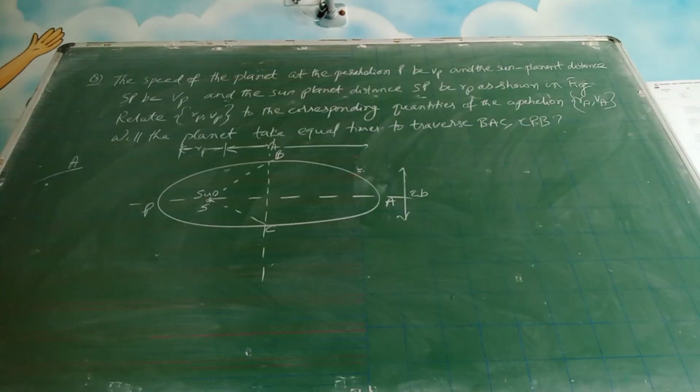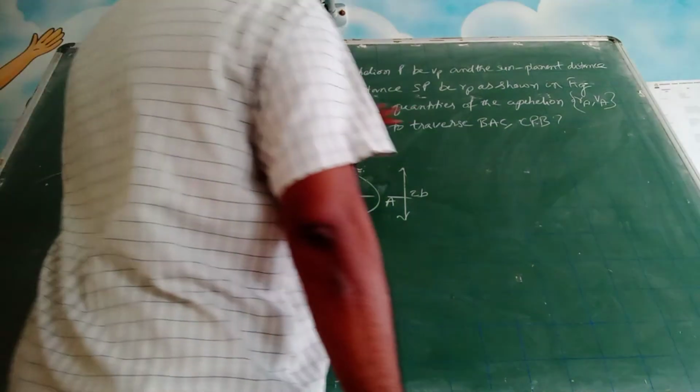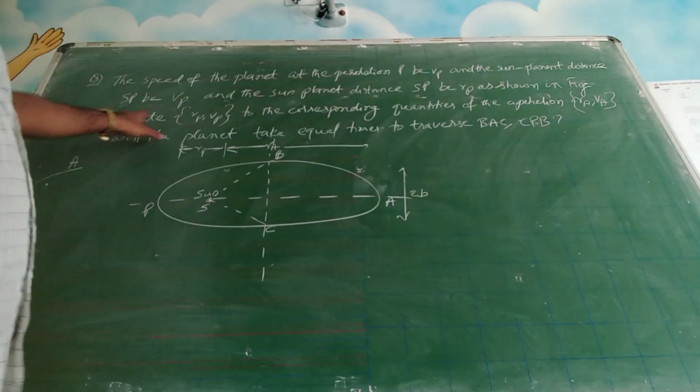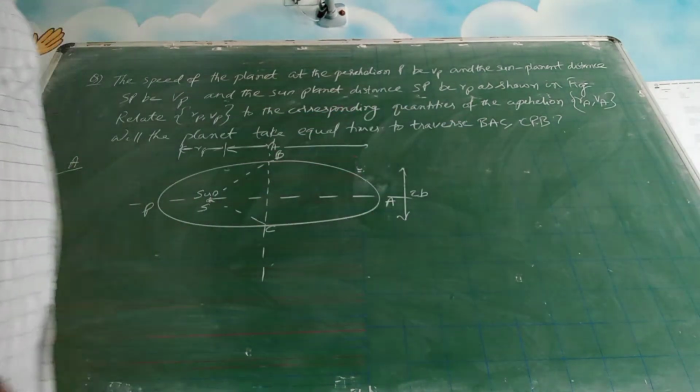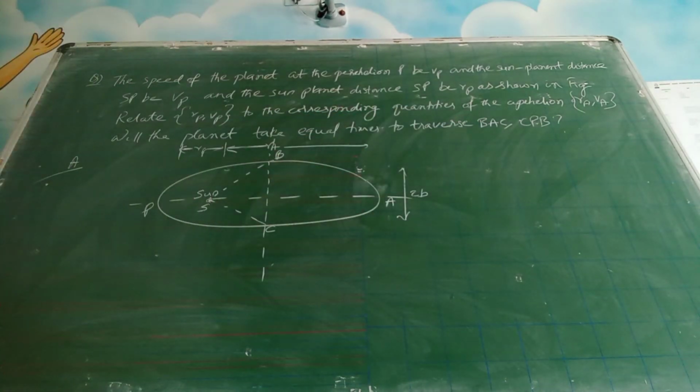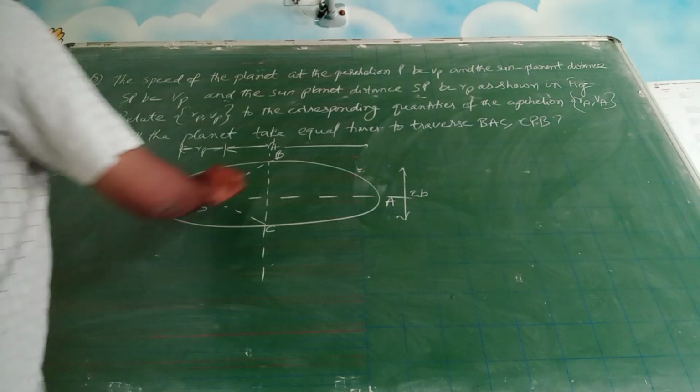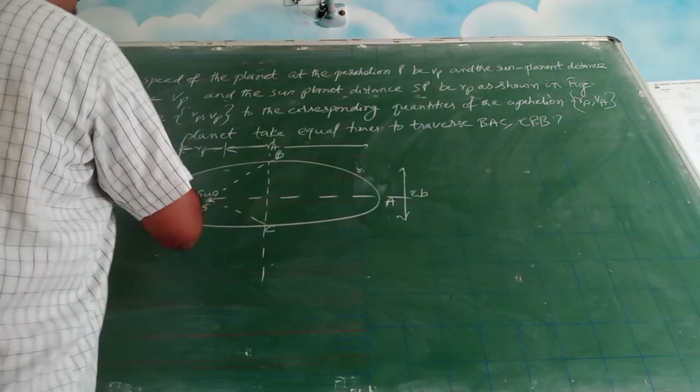Let's see this question. The speed of the planet at the aphelion P be Vp and the Sun-planet distance SP be Rp as shown in the figure. A figure has been shown. Relate the Rp and Vp to the corresponding quantities of aphelion. Will the planet take equal times to traverse BAC and CPB?